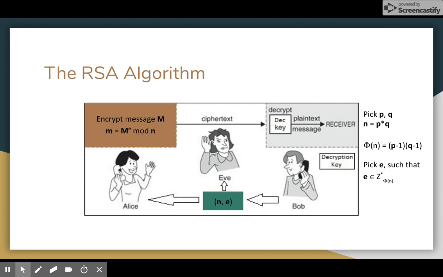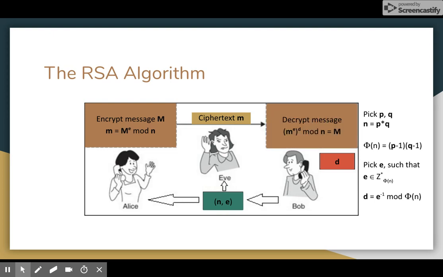Alice takes this public key n, e to encrypt her message m as m to the e modulo n to send Bob. Bob computes the private key d as the inverse of e modulo phi of n. In other words, e times d is congruent to 1 modulo phi of n. Bob decrypts what Alice sent by calculating m to the e to the d modulo n, and voila, Alice has successfully sent a quote-unquote secure message to Bob.